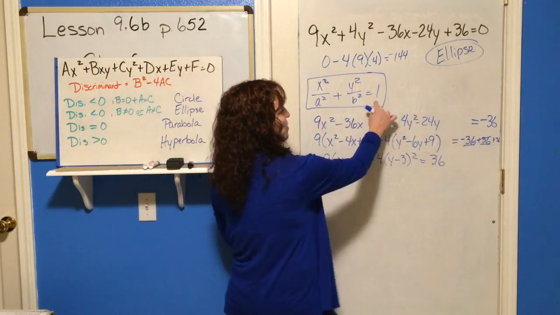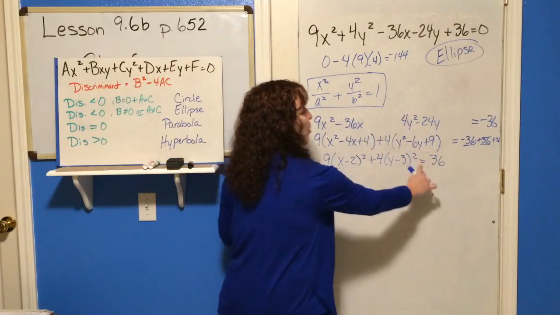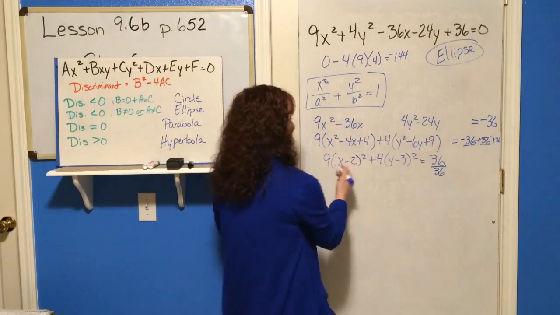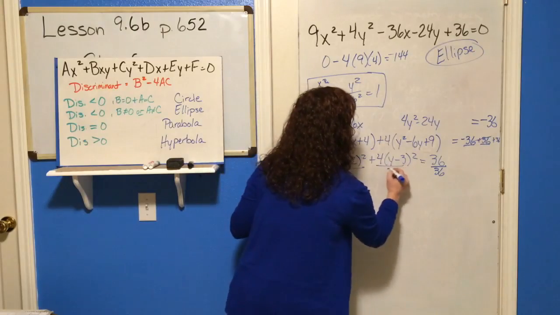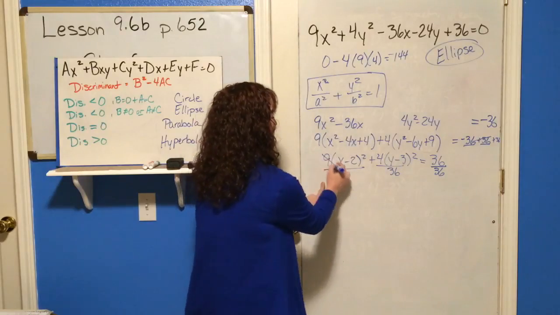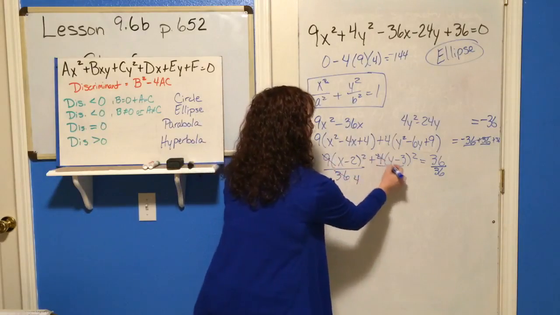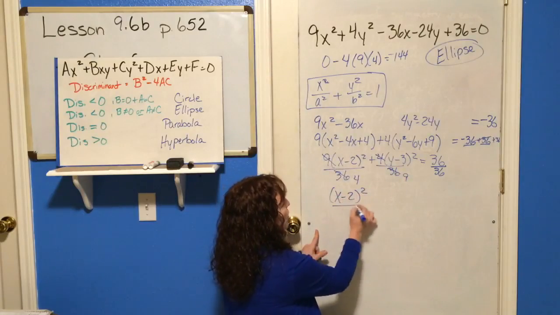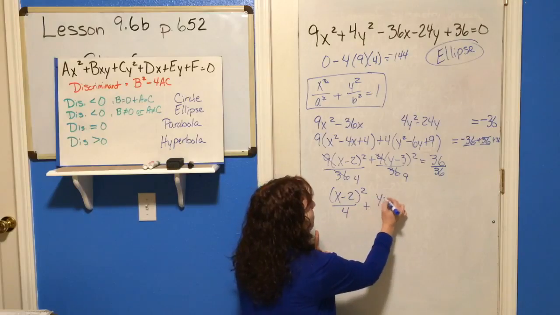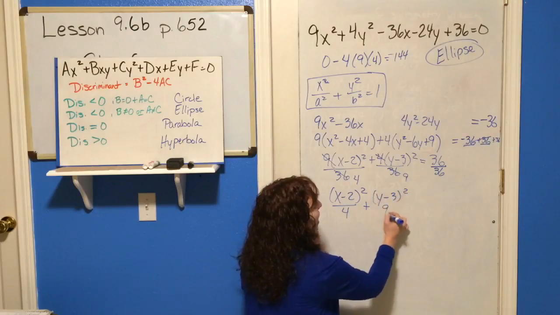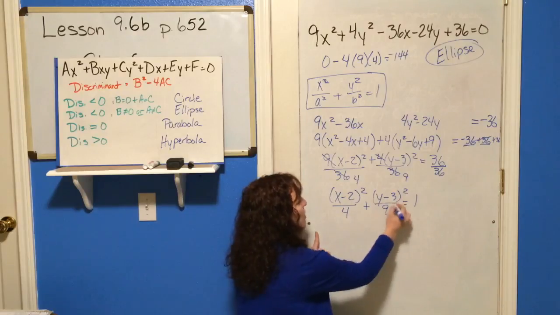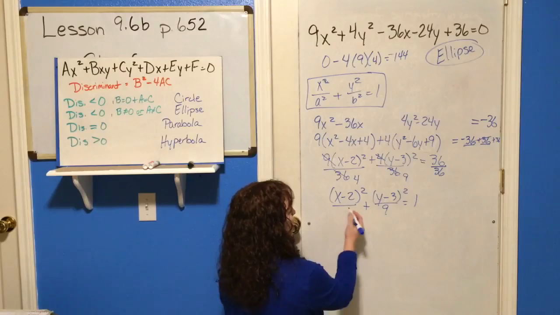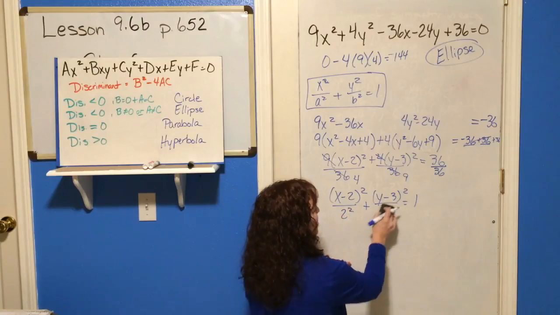Now I want my equation to be equal to 1. We're almost there. I want my equation to be equal to 1. So divide by 36. I can do that as long as I divide everything in the entire equation by 36. And when I do that, this reduces down to 4. This reduces down to 9. So I have x minus 2 quantity squared over 4 plus y minus 3 quantity squared over 9 equals 1. And now remember, in order to graph it, we need to know what the square is. So this is 2 squared, and this is 3 squared.